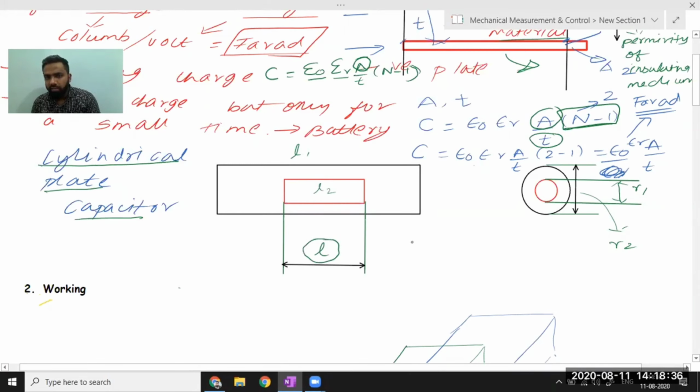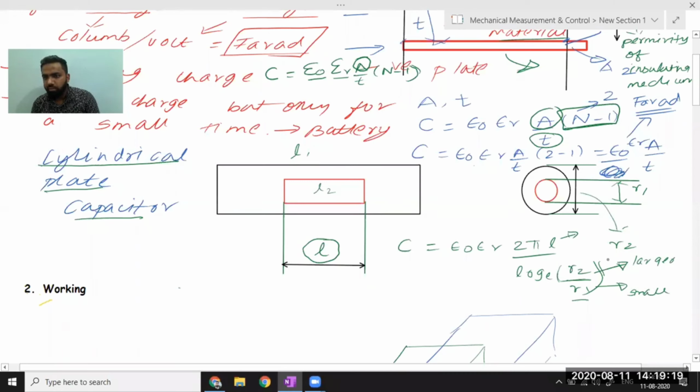So if you want to write the capacitance, you can write it as epsilon naught epsilon R, 2 pi L, natural log of R2 by R1. Those who have studied physics know this formula. The capacitance for cylindrical type and the capacitance value for parallel type is given by this. L is the effective length, R2 is the outer radius. Always remember, natural log of outer radius upon inner radius. R2 is the larger radius and R1 is the smaller radius.